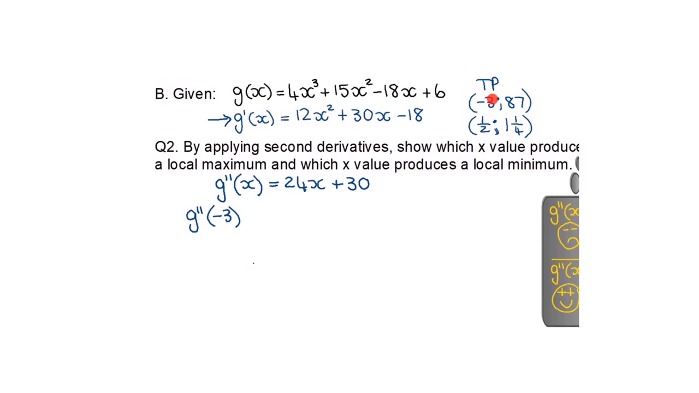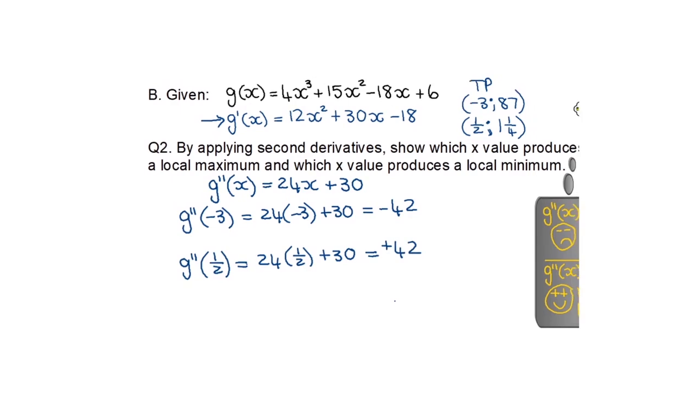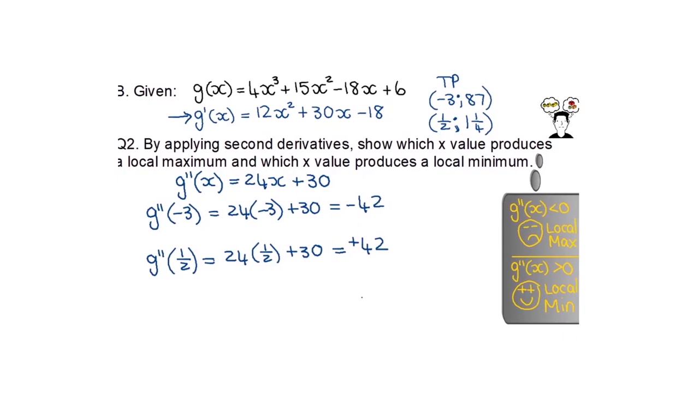And if I replace the half, what am I going to get then? So I'm going to also replace the x with a half. If I replace the x with a negative 3, 24 times the negative 3 plus the 30 gives me negative 42. If I replace every x with a half, then I'll get half times 24 is 12 plus the 30 is positive 42. Okay, so let's see what we have said there on the screen.